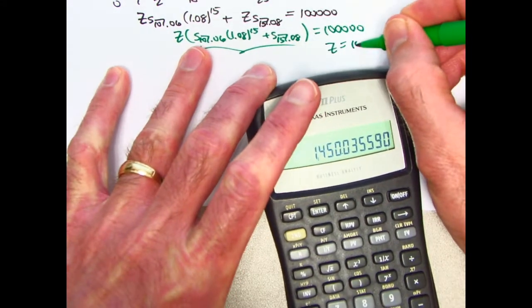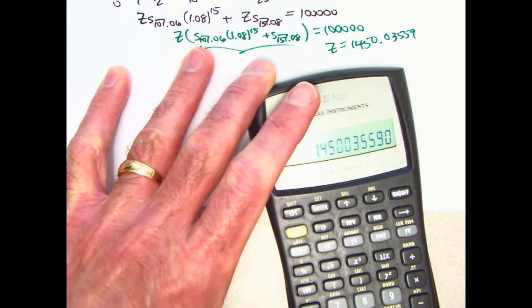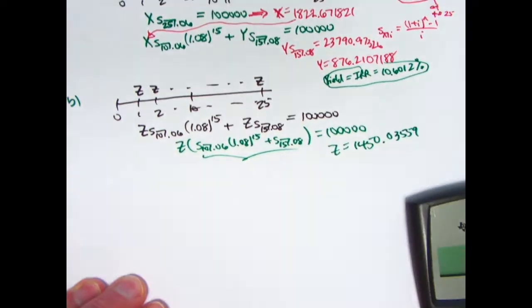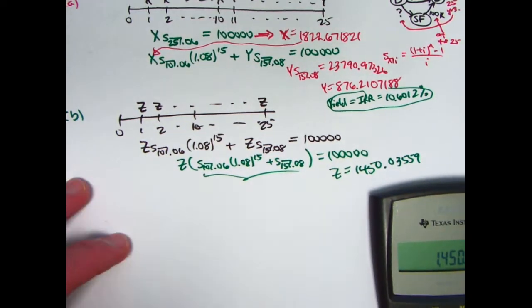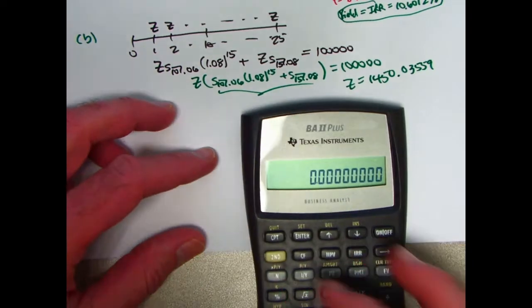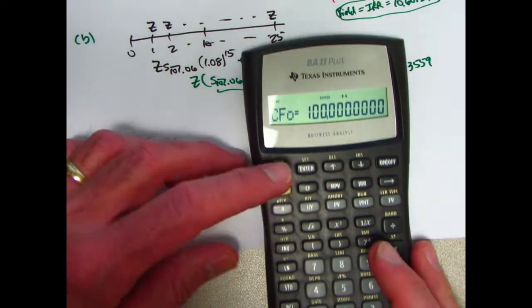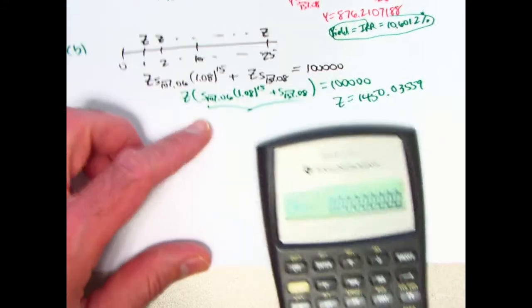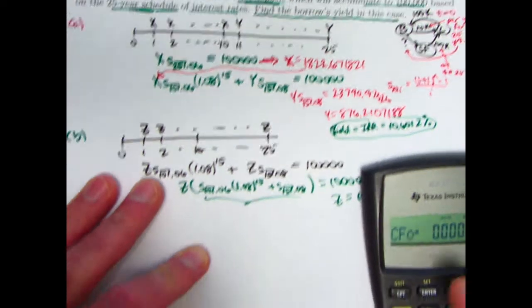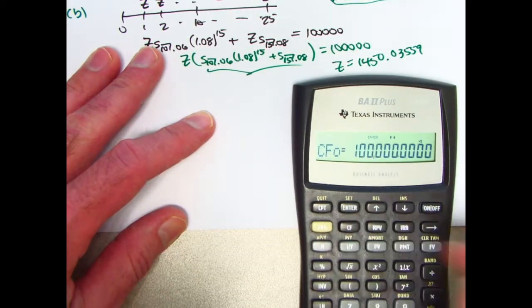Z is 1450.03559. And now we can use the cash flow worksheet again to figure out the yield rate. Go to the cash flow worksheet. I will go ahead and clear it out again, clear work. Once again, CF0 is the loan amount, positive, to the borrower, 100,000. Enter.